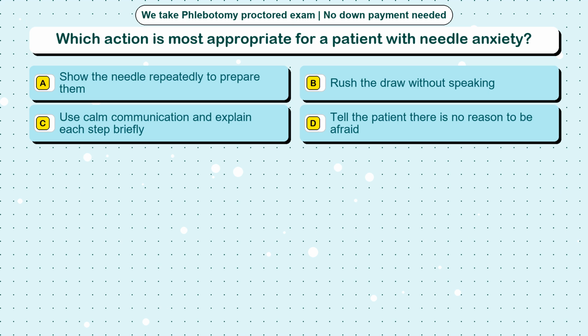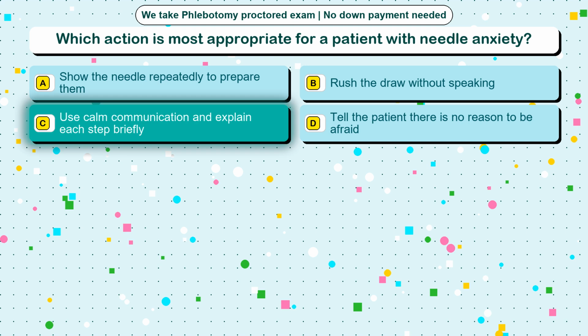Question 25. Which action is most appropriate for a patient with needle anxiety? Option A, show the needle repeatedly to prepare them. Option B, rush the draw without speaking. Option C, use calm communication and explain each step briefly. Option D, tell the patient there is no reason to be afraid.